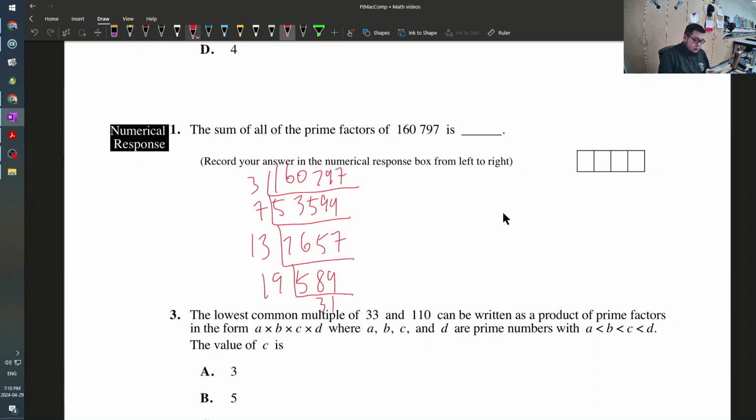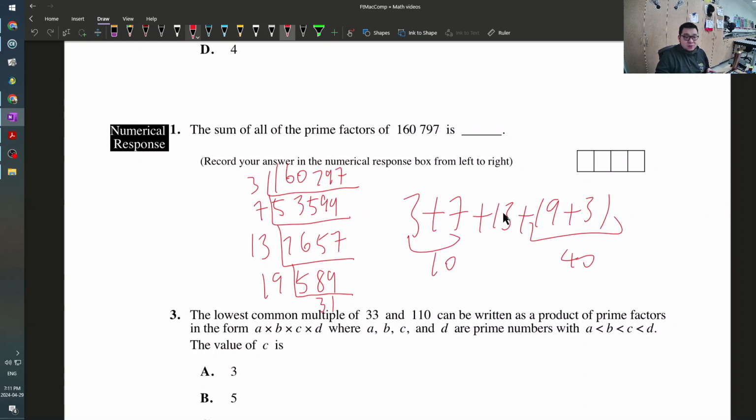3 plus 7 plus 13 plus 19 plus 31. What is the result? So this is 10. This is 40, 56. Did I miss one? No, this is 50. So 10 plus 50, 60, 73 is the sum of all prime factors.